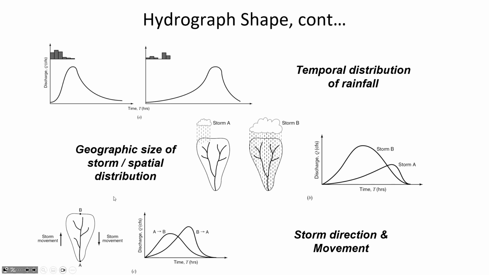If it's the same storm, but it's traveling in the direction of the outlet, the peak could be higher because the rainfall is arriving at A at the same time as the water is arriving at A that was previously falling at B. So they're both kind of converging on location A at the same time. The old precipitation, which has traveled through the network, and the more recent precipitation, which is falling on A at that very moment.